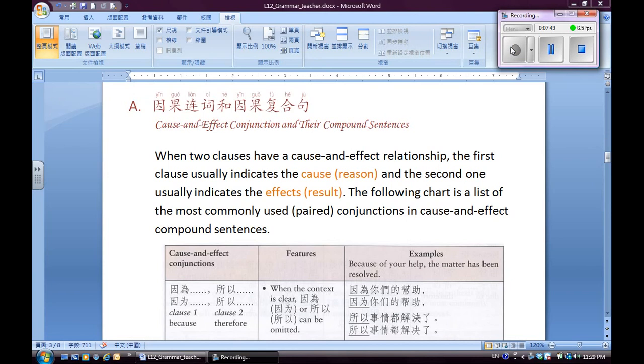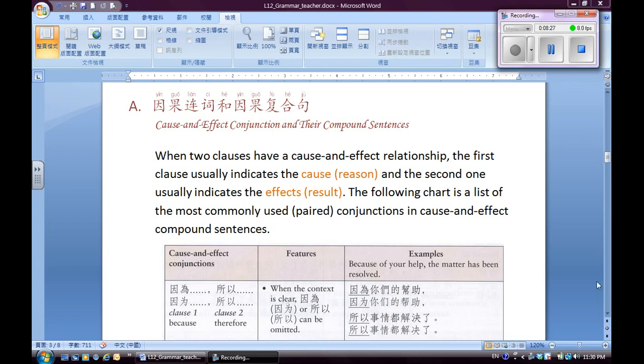Welcome back. Now, let's look at the first section, cause and effect conjunctions and their compound sentences. When two clauses have a cause and effect relationship, the first clause usually indicates the cause, which is the reason, and the second one usually indicates the effect, which is the result. The following chart is a list of the most commonly used paired conjunctions in cause and effect compound sentences.